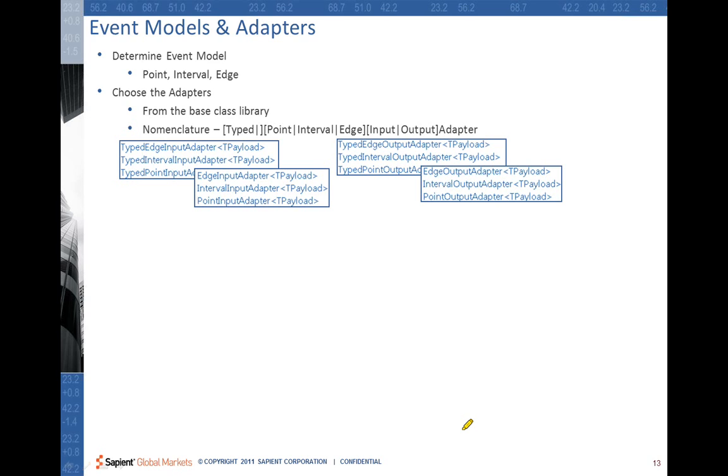For the above event models, you could actually build either a typed or untyped adapter. StreamInsight libraries provide the necessary base classes. So if you look here, for every event model, type, interval, edge, or point, we have a set of input adapters and output adapters. And if you look at the nomenclature, it either uses typed or it drops that word typed, which means that it could be a typed adapter or an untyped adapter.